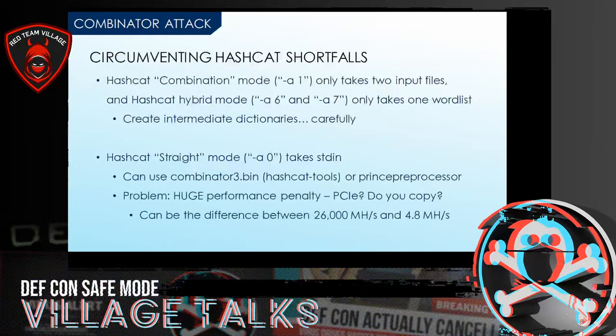Now that I've got the would-be crackers excited, there are some technical shortfalls with Hashcat that also need to be noted. The combination mode only takes 2 files as input. You want to use this so Hashcat can load as much as it can onto the GPU RAM ahead of time, which means if we want to check 3 or 4 element passphrases, you need intermediate dictionaries, being mindful of the exponential file size. And it's a similar deal for the hybrid mode, which can only take 1 word list and 1 mask file. You could use other programs and pipe in candidates, but you pay the piper when doing so on a fast hash.